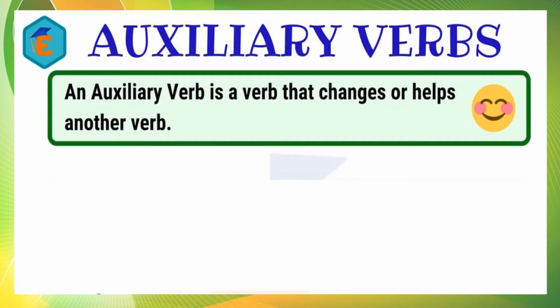So here is a very simple definition of an auxiliary verb. An auxiliary verb is a verb that changes or helps another verb. We will read it once again. An auxiliary verb is a verb that changes or helps. See, these words are very important. It may change or it may help another verb present in that sentence. So let's see some of the auxiliary verbs.